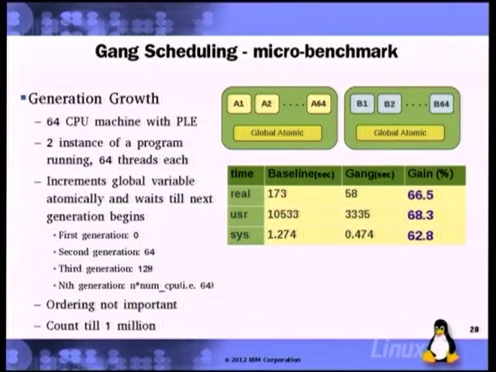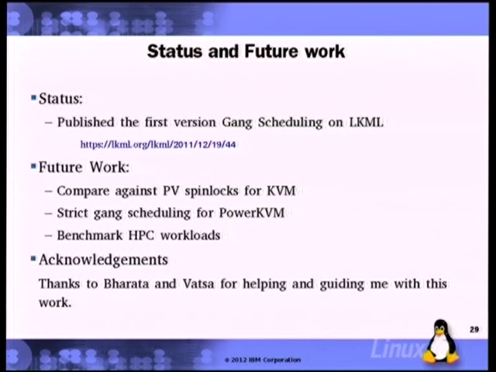If you see the gang number and the baseline number, we see around 66% of gain with respect to the real time. It might be more if we calculate the total time, but with respect to real time, we gain around 66%.